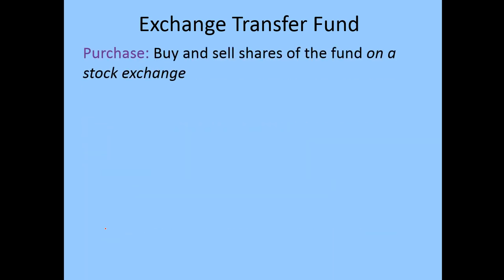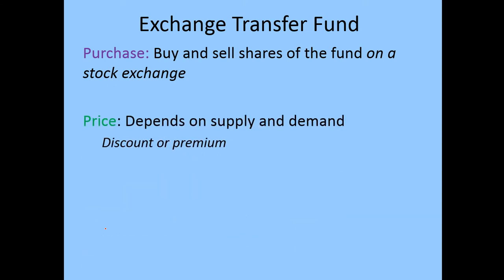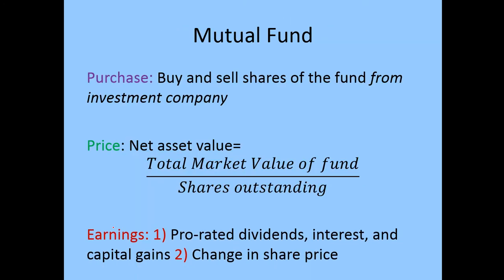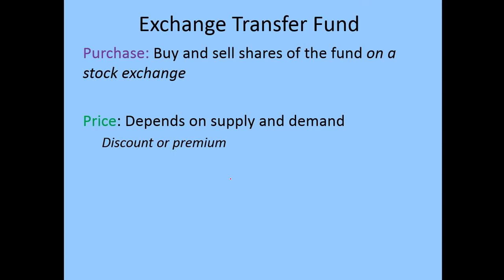ETFs are purchased on an exchange. So if you want to buy an ETF, you can find it on a stock exchange. The price is going to depend on supply and demand. So what that means is, even though the initial price of the ETF would be the net asset value, depending on how the fund's performing, investors might sell it at a premium or discount to one another. And so the price doesn't have to be always the net asset value.